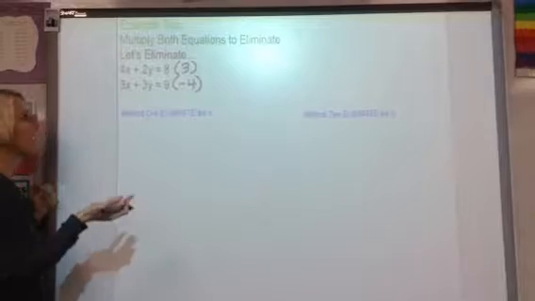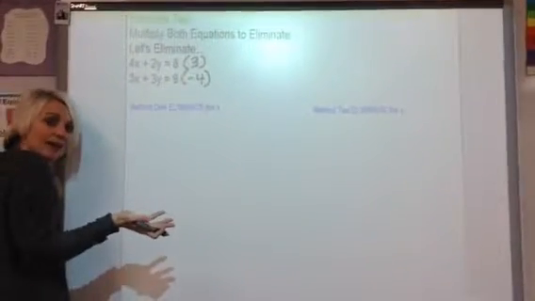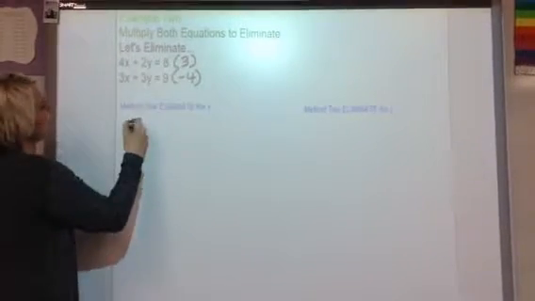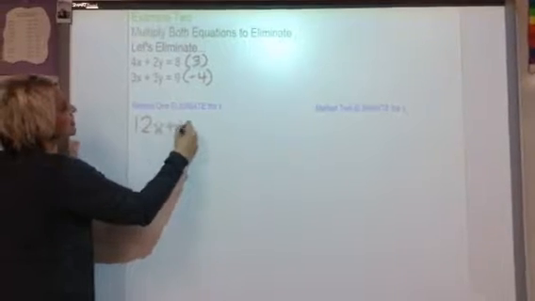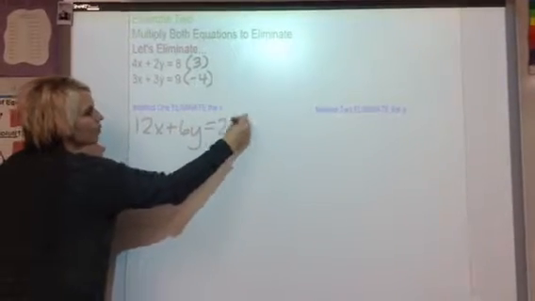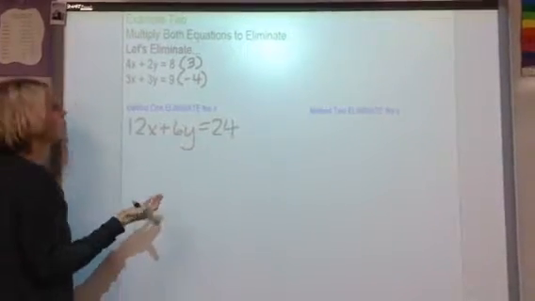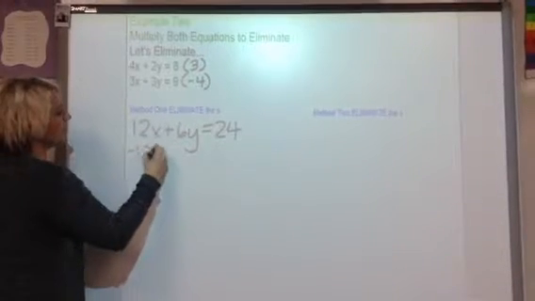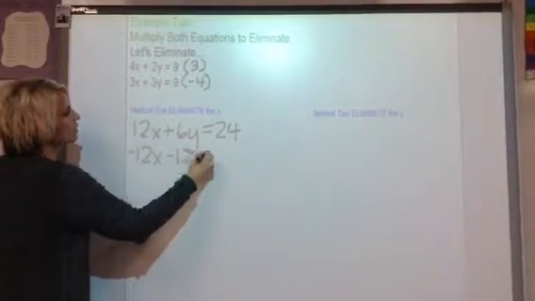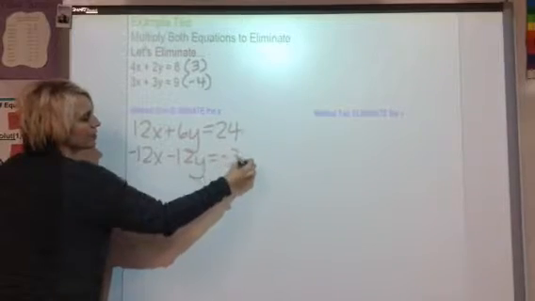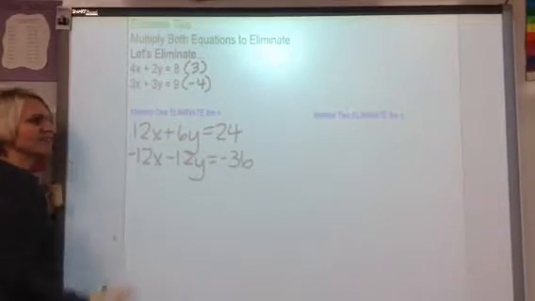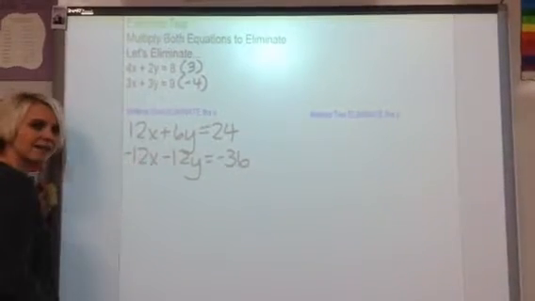Why negative 4? Well, I want one of them to be negative so I can add. So my top equation is going to be 12x plus 6y equals 24. I just multiplied each by 3. My bottom equation is going to be negative 12x minus 12y equals negative 36. So now I'm all set to add, and I will be eliminating the x.